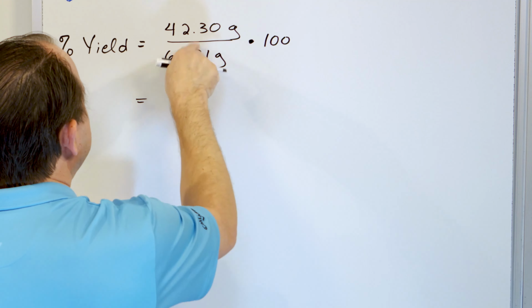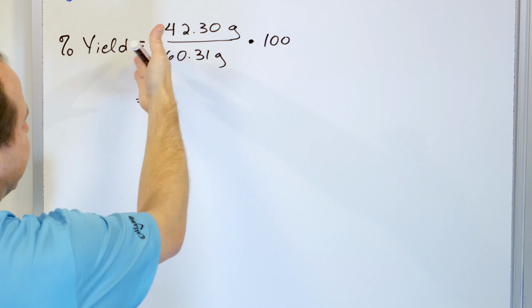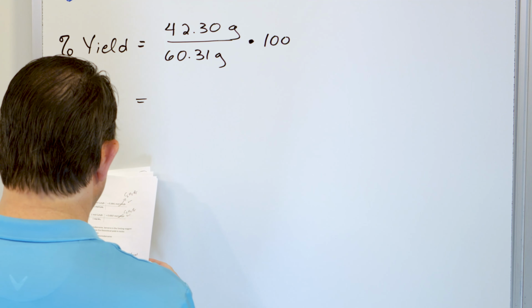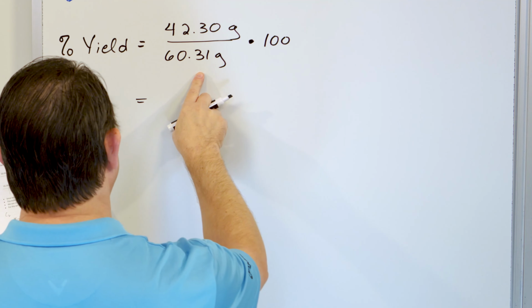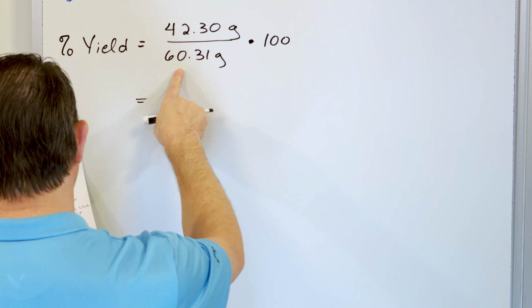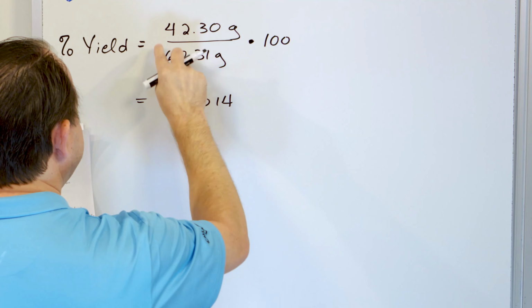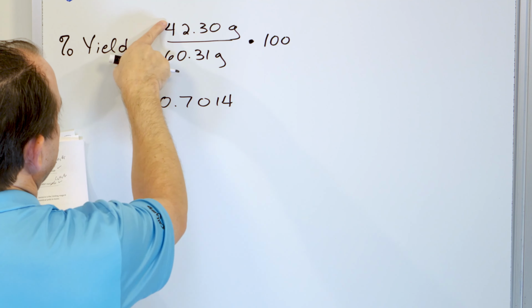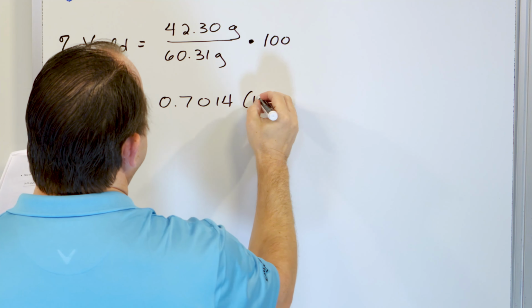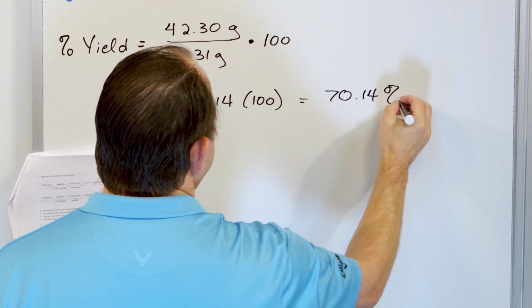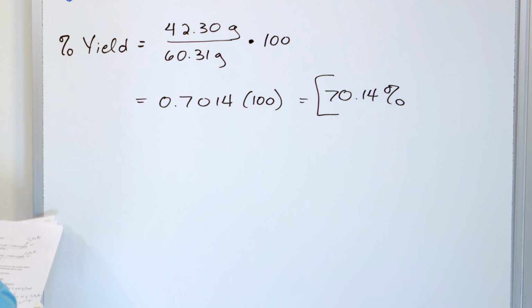So what I'm going to get when I divide these, the units cancel. So this is a dimensionless number, 42.30 divided by 60.31 is going to give you 0.7014. This is the decimal that you get when you divide those, smaller divided by bigger. Got to multiply by 100, and so what you get is 70.14%. So this is a percent yield of 70.14%.